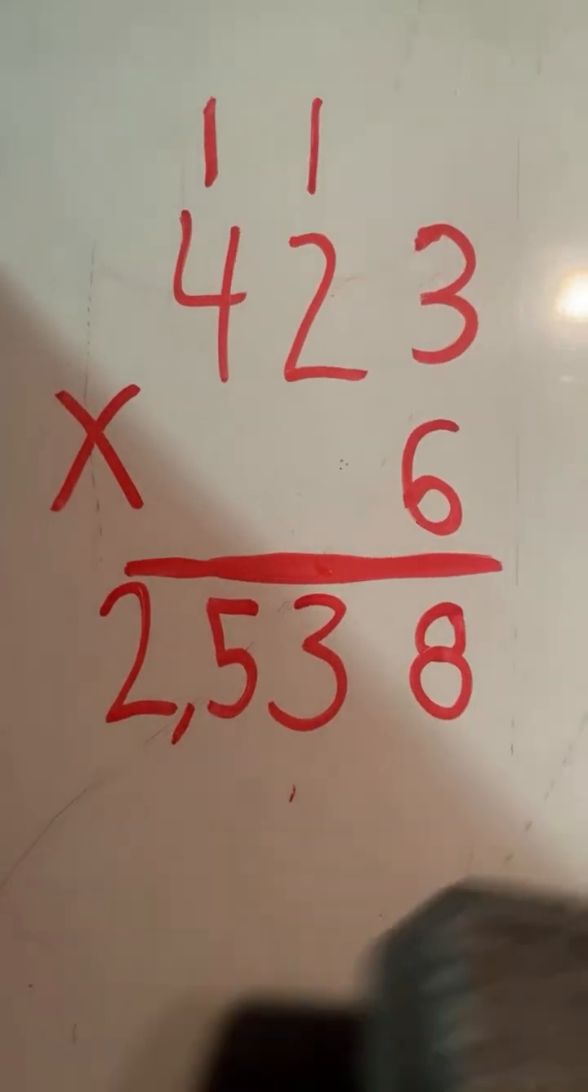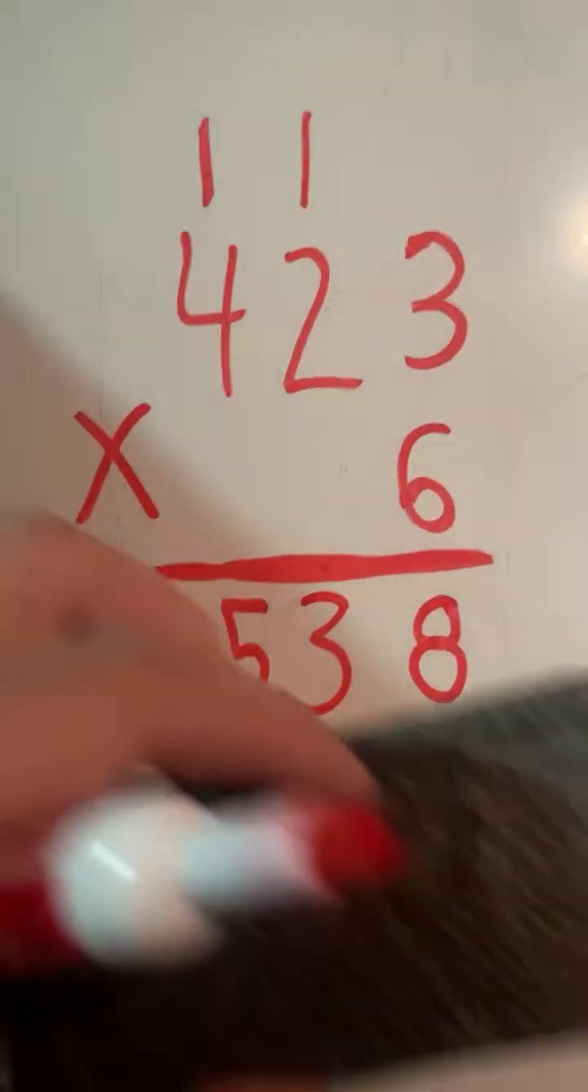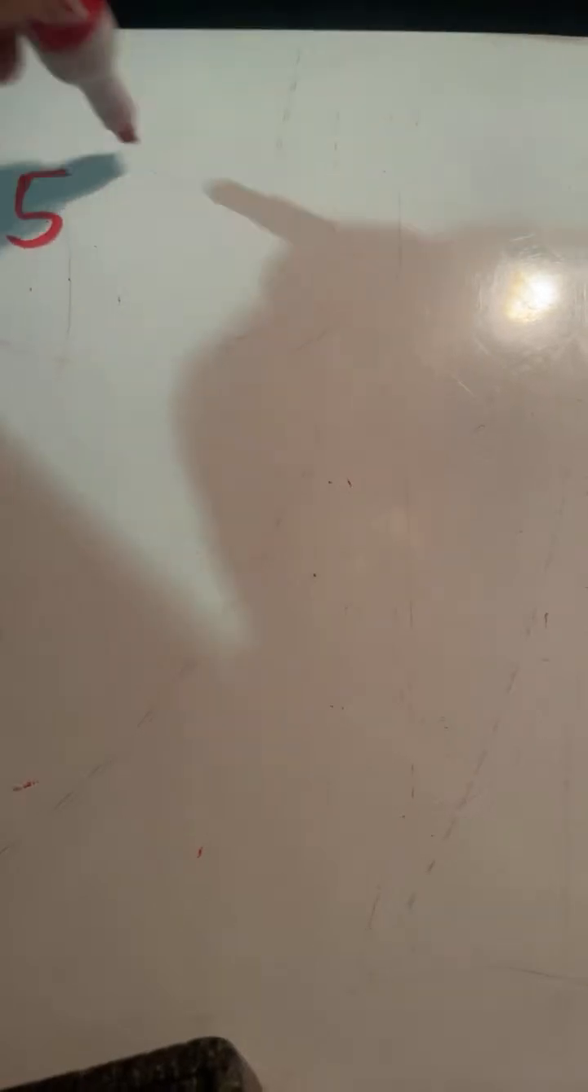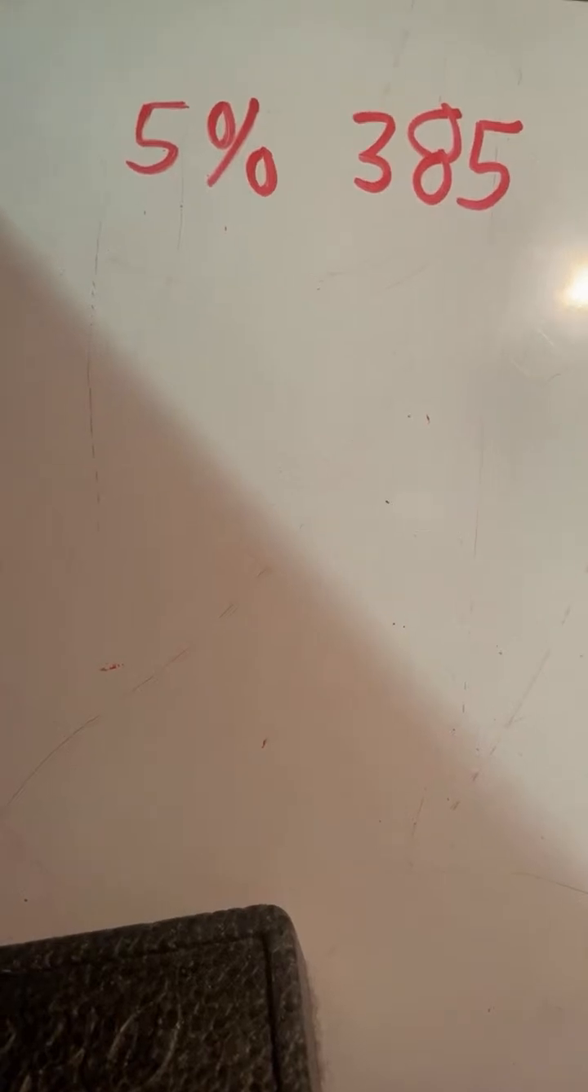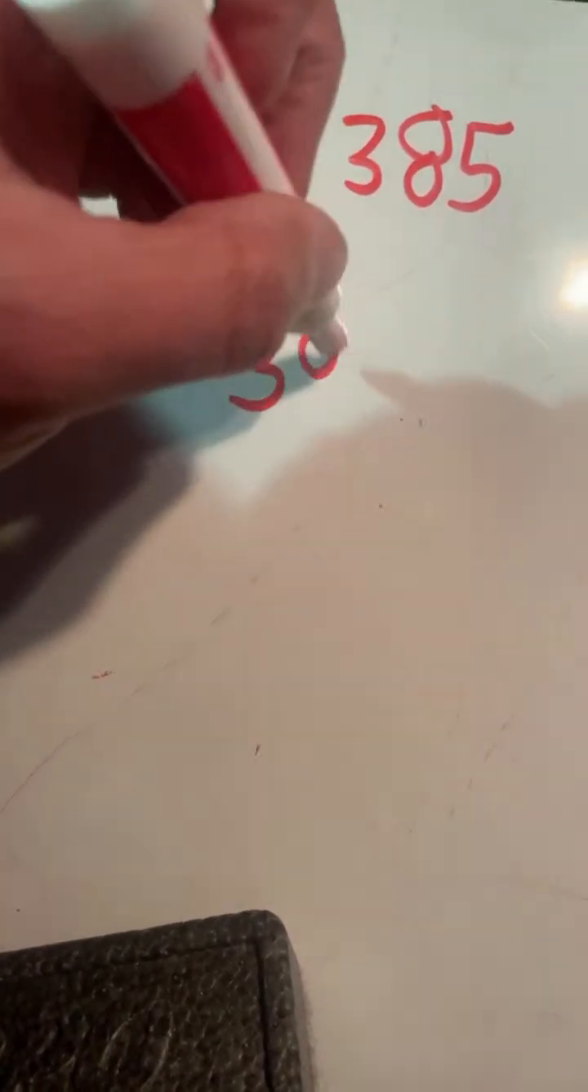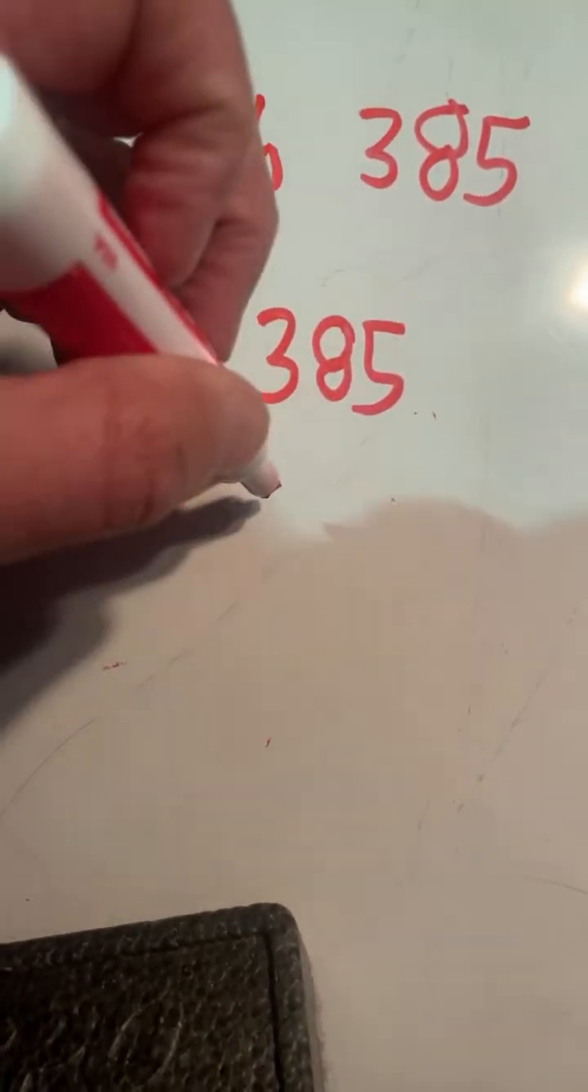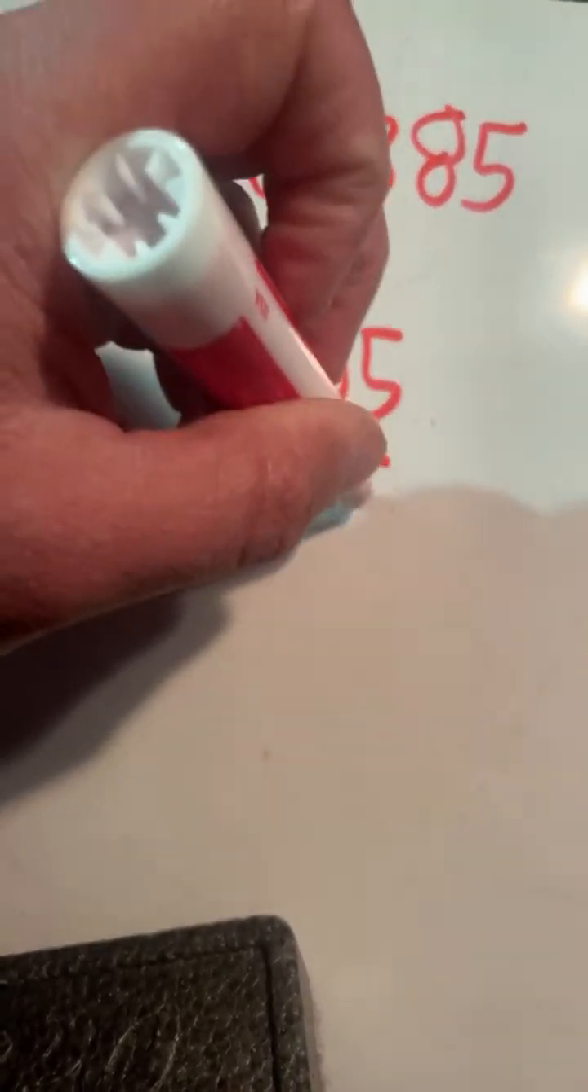All right. I'll come up with a percentage problem. And we can actually keep it, I can actually do a percentage problem and still keep it to the 1 digit. So let's say I wanted to find 5% of 385. 5% of 385. What I would do is I would multiply 385 times 0.05.